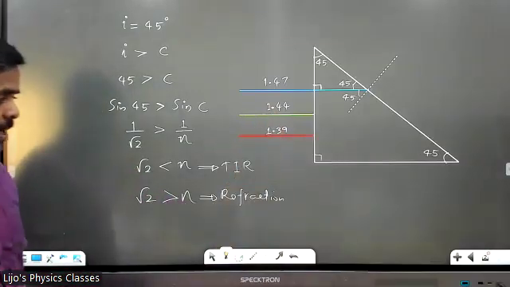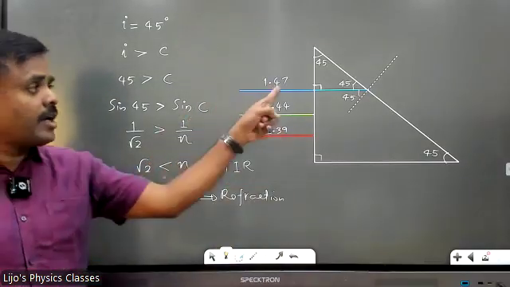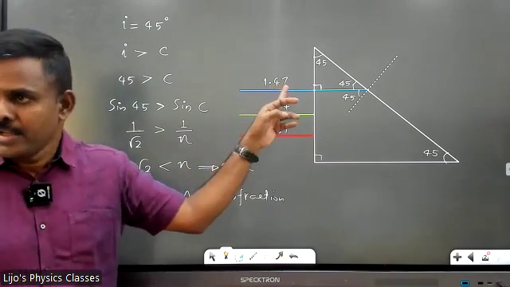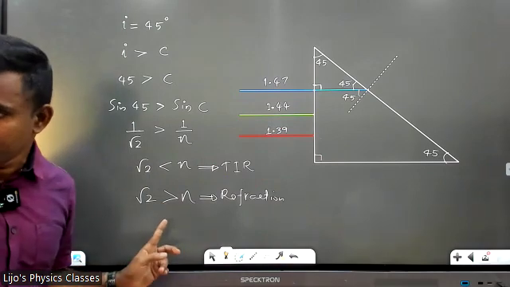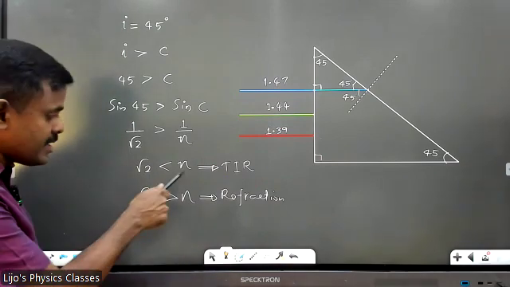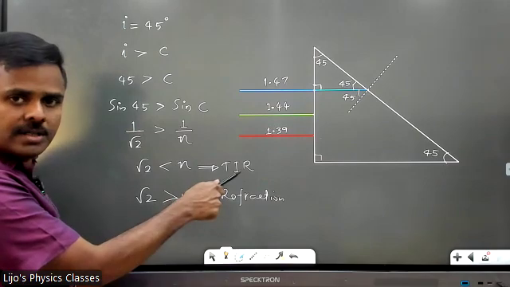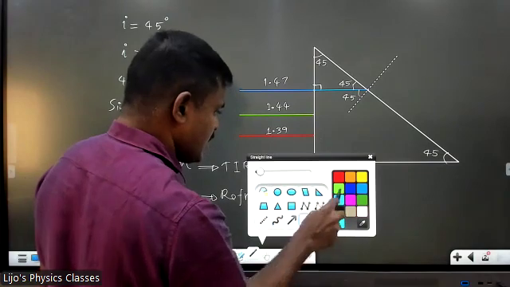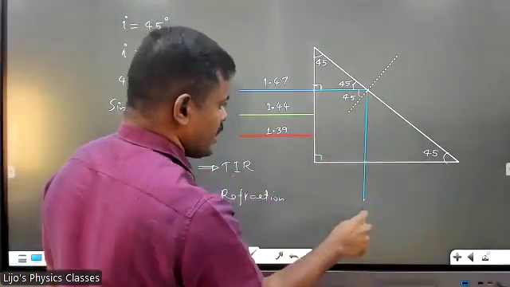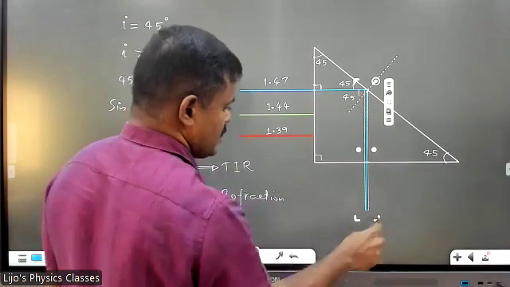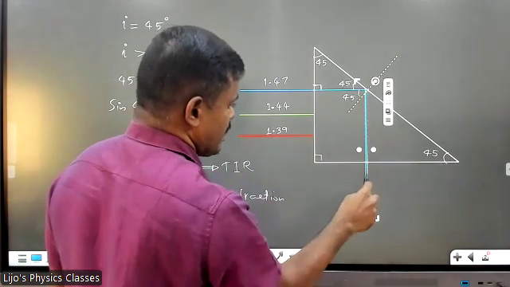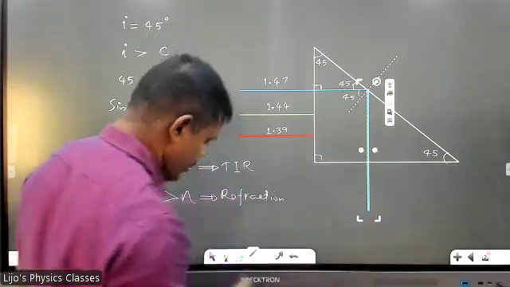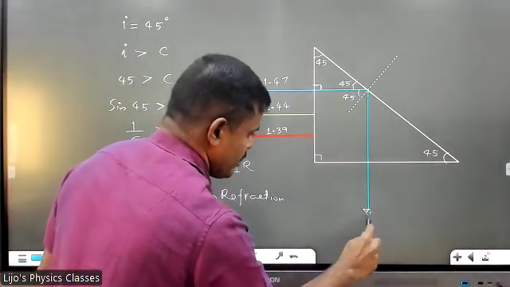Okay. So tell me, refractive index, first is blue. Blue's refractive index is 1.47. 1.47 is greater than root 2, right? Refractive index is greater than root 2, which means it undergoes total internal reflection. So that undergoes TIR, which means that will come straight down. TIR should happen for blue color. See this. Blue color will come straight down like this.